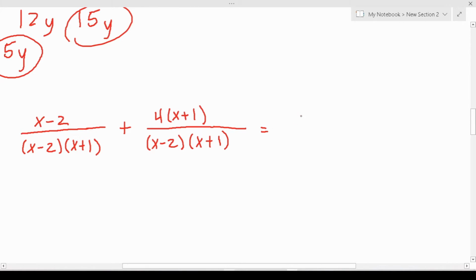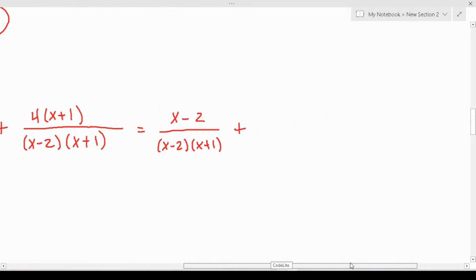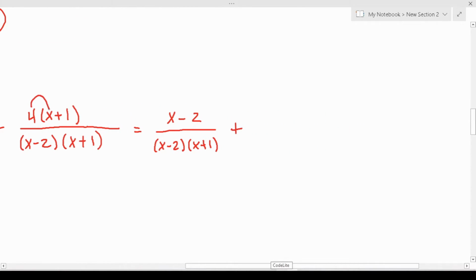So again, this is equal. We're not going to touch this fraction just yet. It's x minus 2 over x minus 2, x plus 1, plus, sorry about that. And let's distribute this 4. It's going to be 4 times x, which is 4x, and then 4 times positive 1, which is going to be plus 4. Again, this is all over x minus 2, x plus 1. And that's a bracket. My pen's starting to act up a little bit.